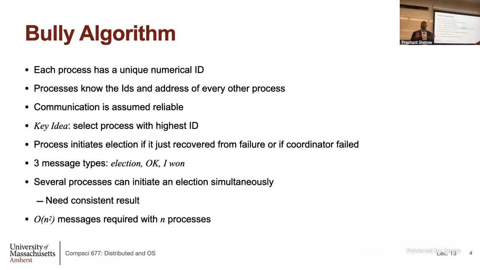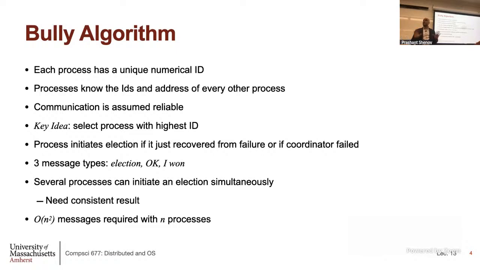It's a fairly straightforward algorithm. Here we'll assume there are n processes, and these processes have a numeric ID. Each of them is numbered 1 through n or 0 through n minus 1. We'll assume that the processes know the IDs and the IP addresses of other processes. So every process knows the IDs and the IP addresses of other processes in the network.